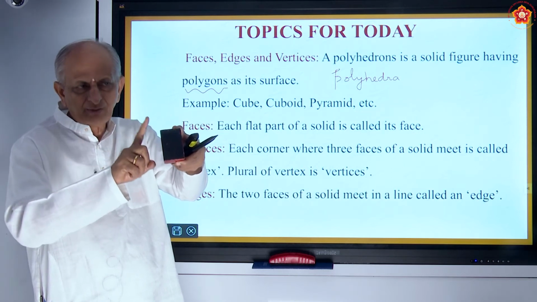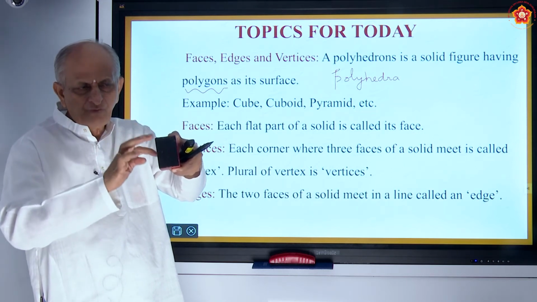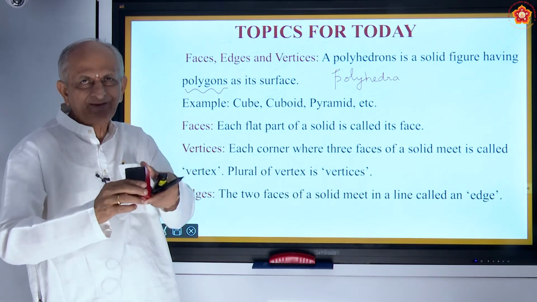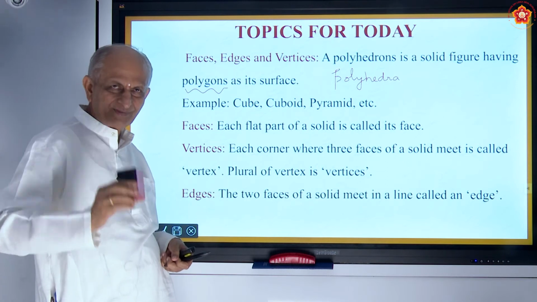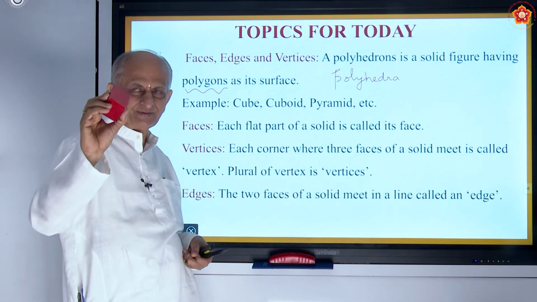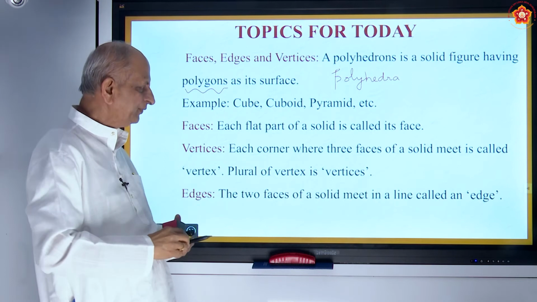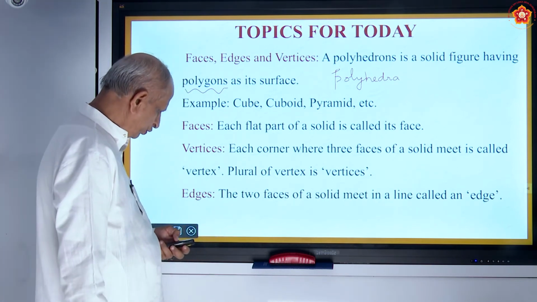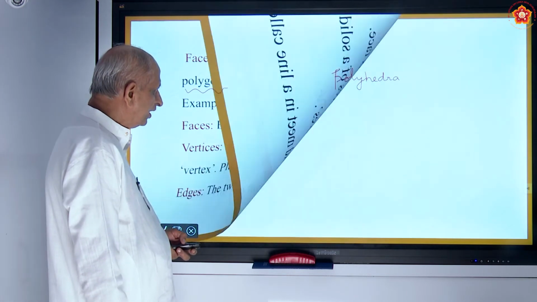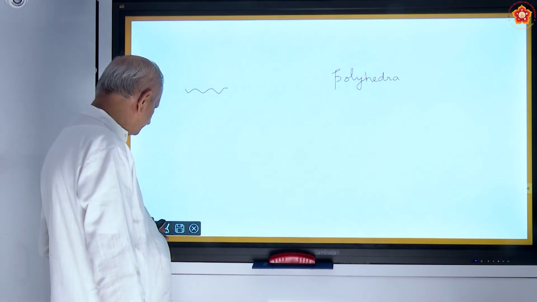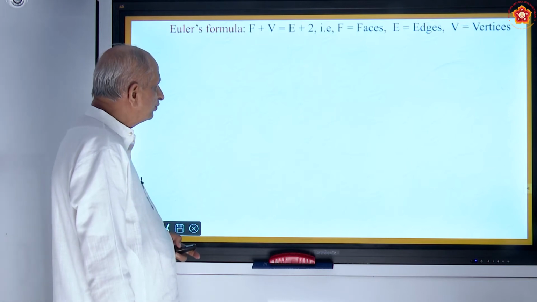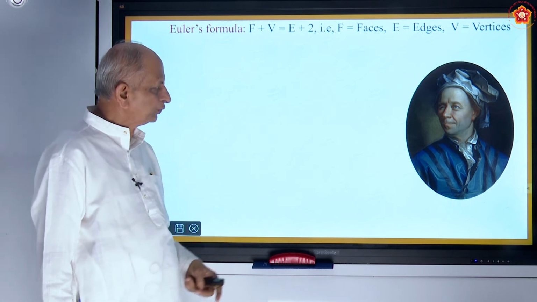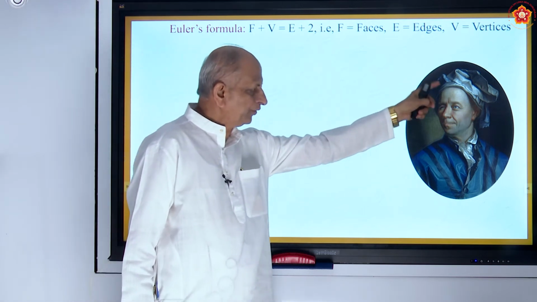How many edges are there? 1, 2, 3, 4, 5, 6, 7, 8, 9, 10, 11, 12. 12 edges are there. How many faces? 6 faces. How many vertices? 8 vertices. So, connecting all this, we have a beautiful formula called Euler's formula. What is Euler's formula? F plus V is equal to E plus 2. This is a photo of Euler.